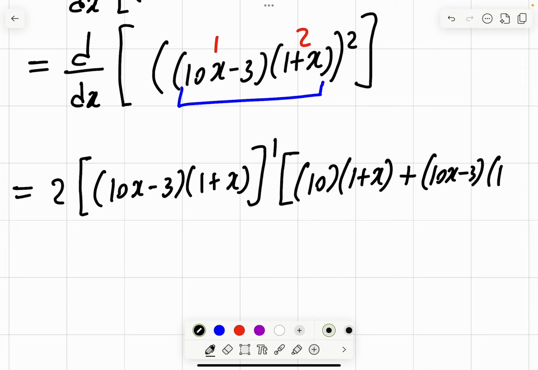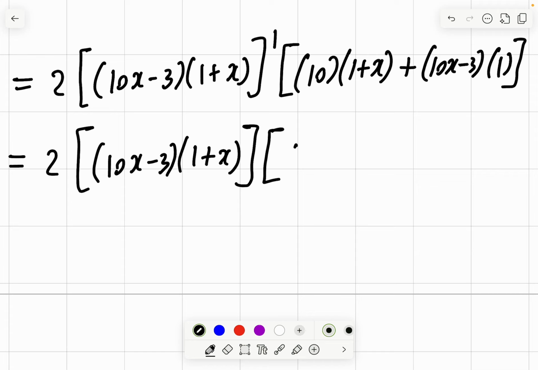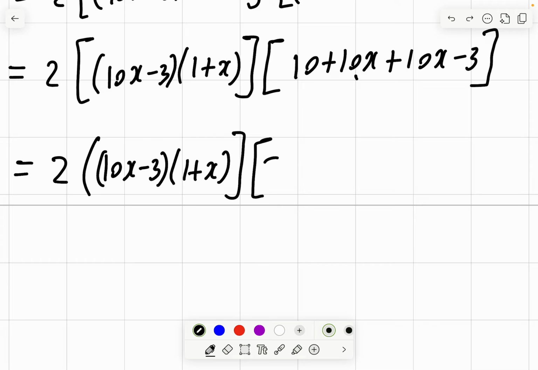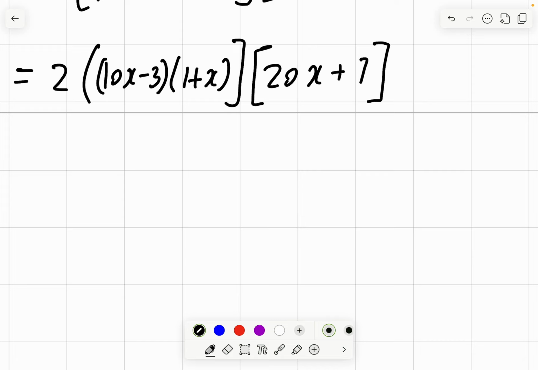Then I have 10 times 1 is 10 plus 10x plus 10x minus 3. I'm going to have 2 into 10x minus 3, 1 plus x. Therefore I have 10 plus 10x, which is 20x, and 10 minus 3 is plus 7. You see? That's how simple that thing is.